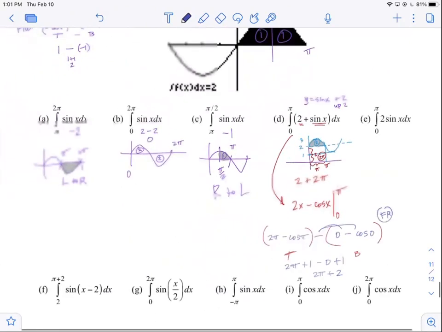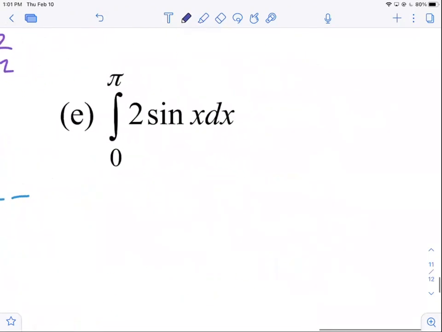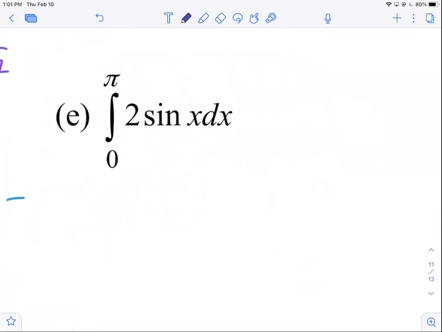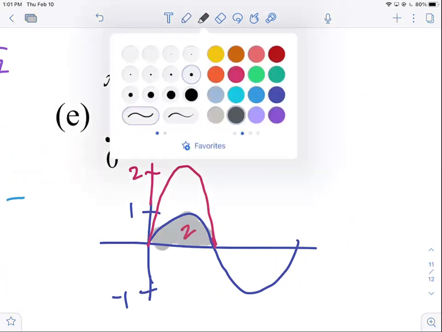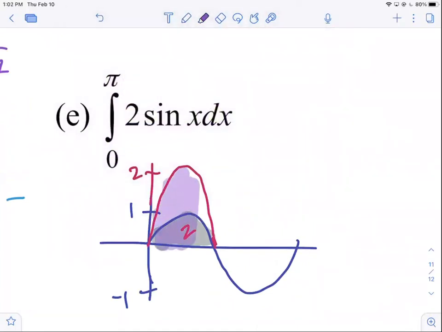All right. How about this one? 2 sine of x from 0 to pi. Well, let's go ahead and graph sine. Here's sine. It goes from 1 to -1. What would multiplying it by 2 do? Stretch it how? Vertically. Yeah. So if the gray area here is 2, what would the purple area be?